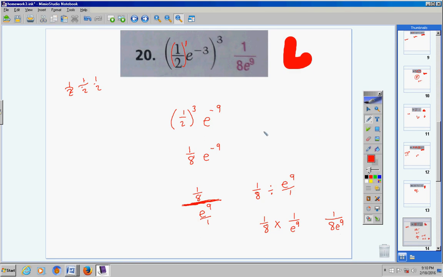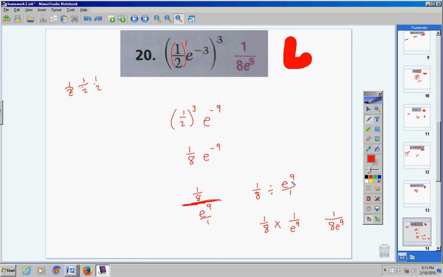Now let's go over this again. I think most of you understood this part here. Take the 3 and multiply it through times your exponents, and we get this. And then I think most of you understood where 1/8 came from. 1/2 to the third power means 1/2 times 1/2 times 1/2. And I think most of you saw that I had to move this down to the bottom because I have a negative exponent, okay? So 1/8 over e to the 9th. Now here's where it gets a little confusing. Now I have 1/8 divided by e to the 9th over 1.